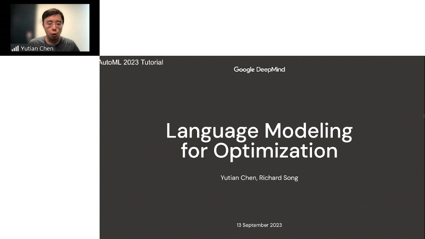Today, Richard and I are going to give a tutorial about language modeling for optimization, and specifically in the context of AutoML.